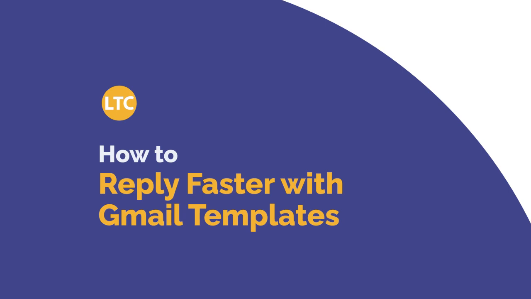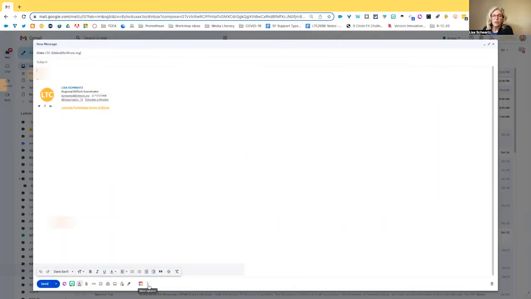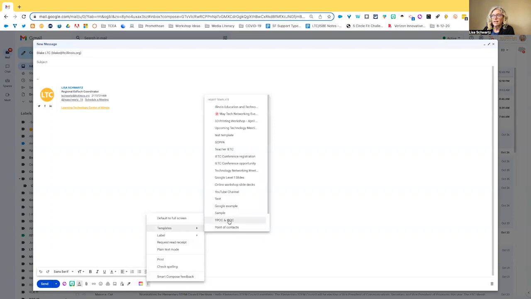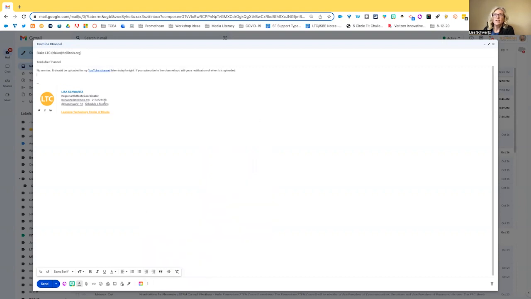All I have to do then is come down here to the 3 dots at the bottom of the screen, go up to templates, and then pull a template that I already have saved. I have saved this YouTube channel template. And so it puts it in the subject line, YouTube channel, and then it also puts in my message. I didn't have to type anything. I just clicked on my template and it showed up in my reply.